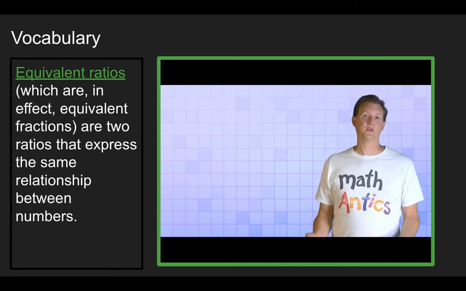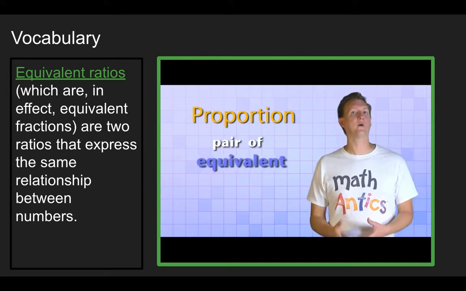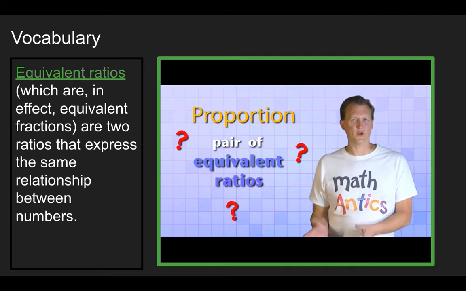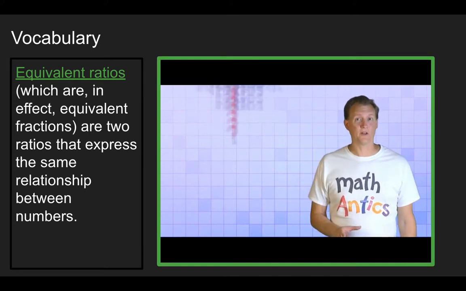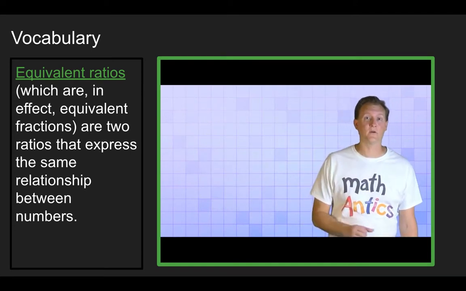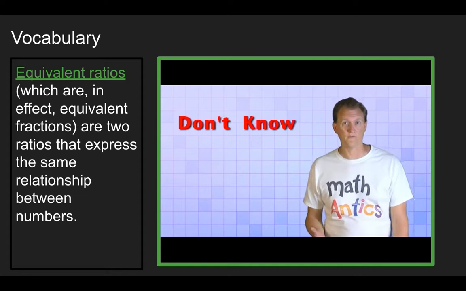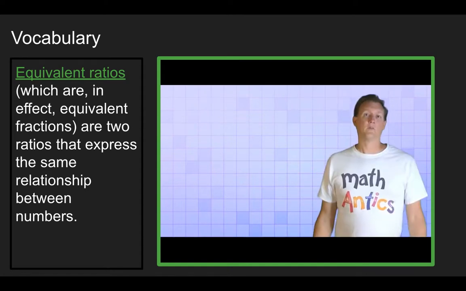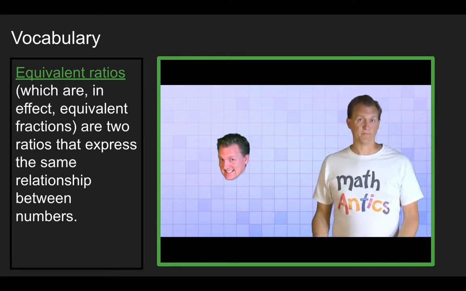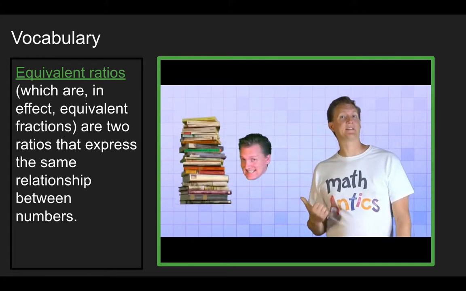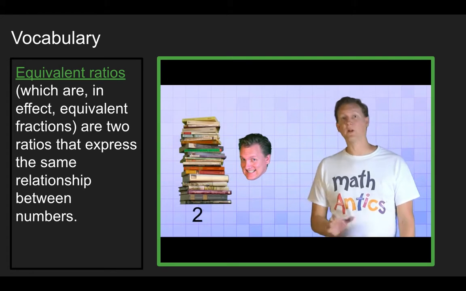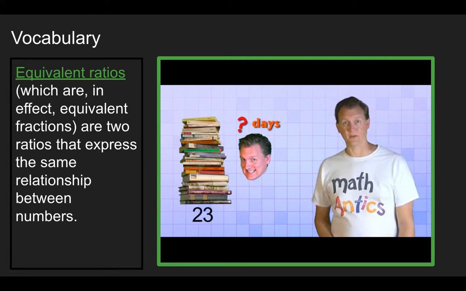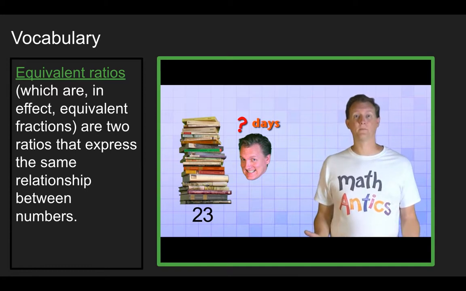All right then, so a proportion is a pair of equivalent ratios. But why do we care? What are proportions good for? Well, it turns out that proportions are really good for figuring out something you don't know from something you do know, and that makes them very useful. For example, let's suppose that our student, who's a good reader, has a big stack of books that they want to read, 23 books to be precise, and they want to know how many days it will take them to finish. How do we figure that out?